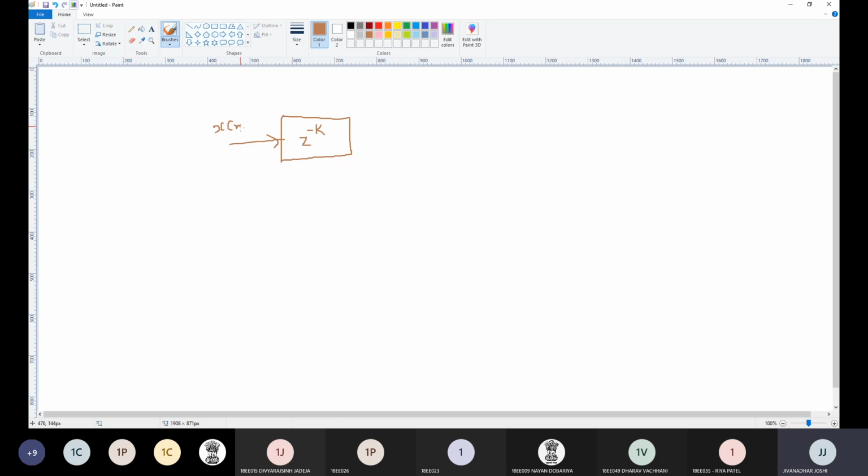If I pass the signal through this system, it becomes y of n equal to x of n into z raised to minus k. So it is equal to x of n minus k. Please make note of this. This one is right shifting.